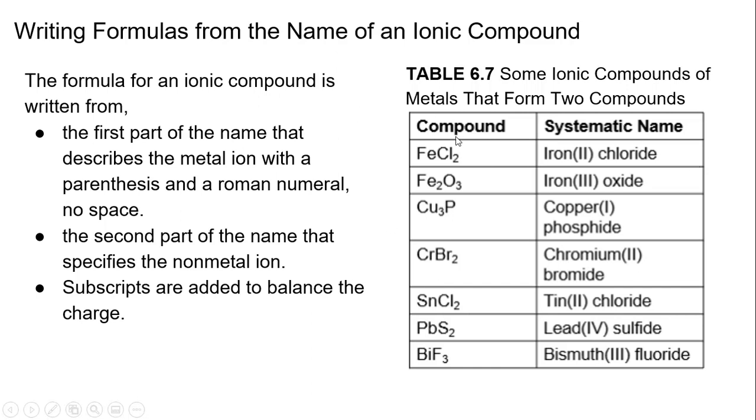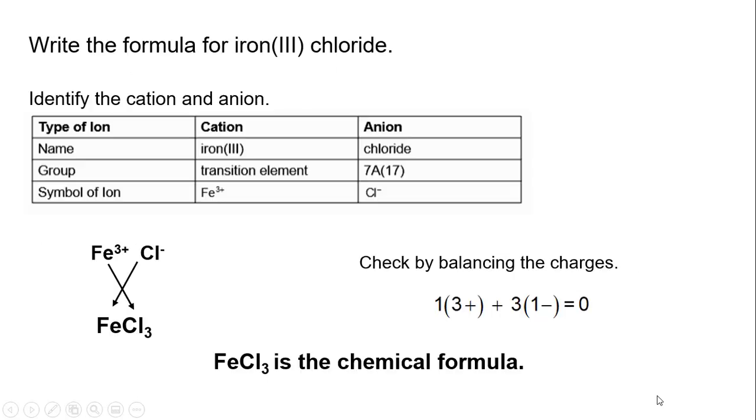All right, but this is the compound, and this is the name that goes with those compounds. So you can do it a couple ways. You can crisscross it. So write the formula for iron 3 chloride. Remember, I told you that this parentheses belongs with the metal. So when you write this out, it would be Fe3+. We know that chloride has a -1 charge, so you write that out, and then you crisscross them.